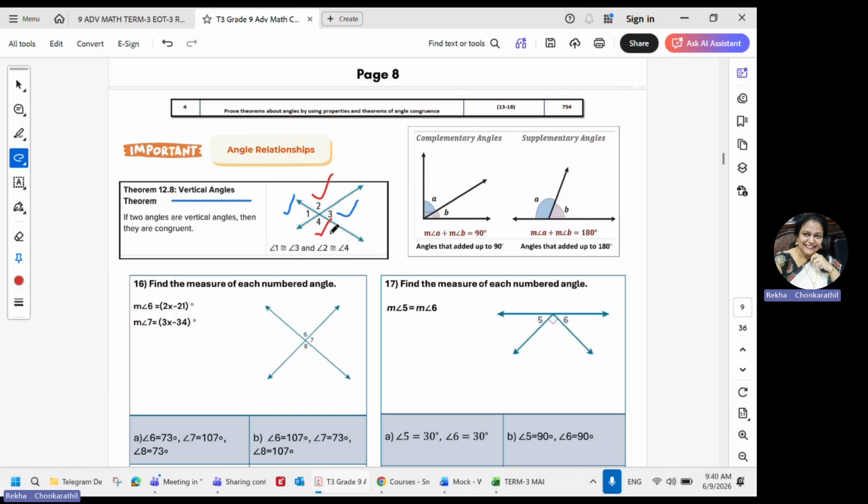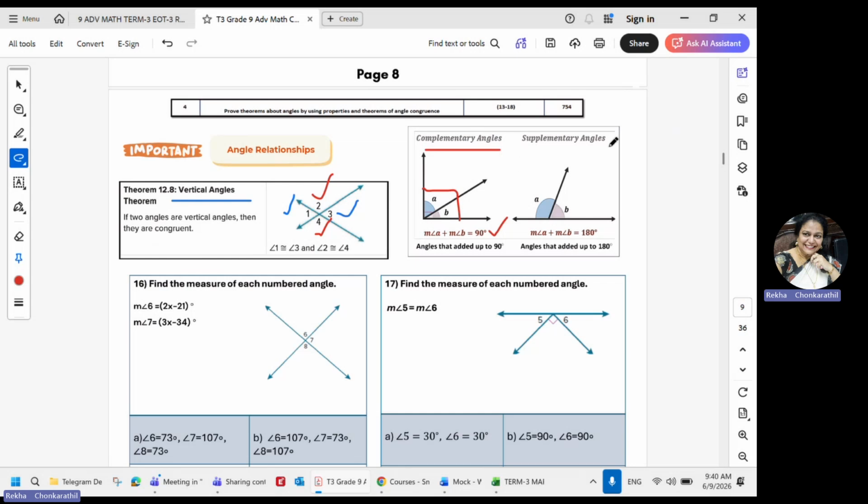Congruent means they are equal. These are called vertical angles. Remember, whenever two lines cross each other, the opposite angles are called vertical angles and they are always congruent. What about complementary angles? Complementary angles are two angles. When you add them, you get 90 degrees. So here, angle A plus angle B equal 90. We call angle A and angle B as complementary angles.